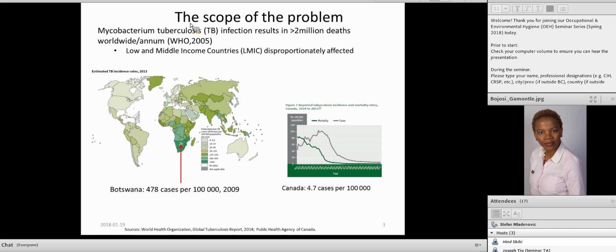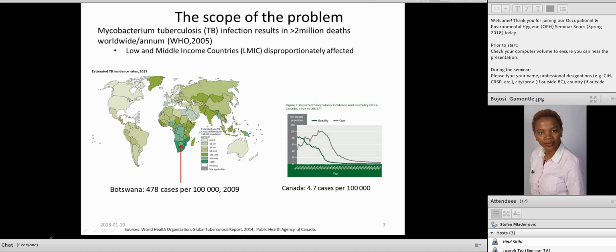And just to give you an example here, Botswana, which is considered a middle income country, has 478 cases per 100,000. If you compare that to Canada, you'll see that it had 4.7 cases per 100,000 back in 2011, which is 100 times less compared to Botswana. Right? So that's in the general population. Although in Canada, for instance, there are communities which have higher incidence of TB, but that's the state of things.